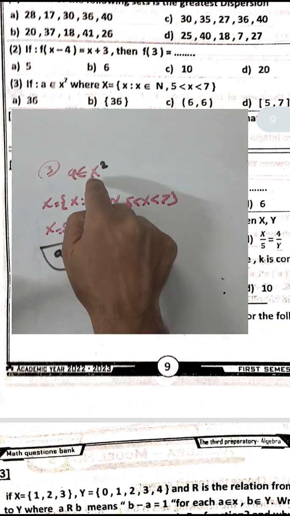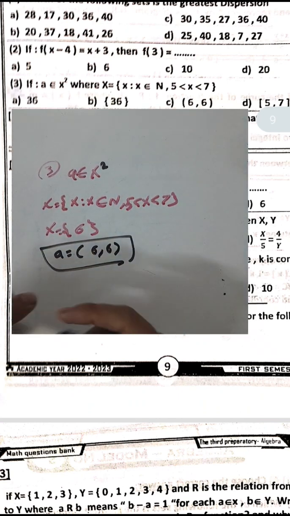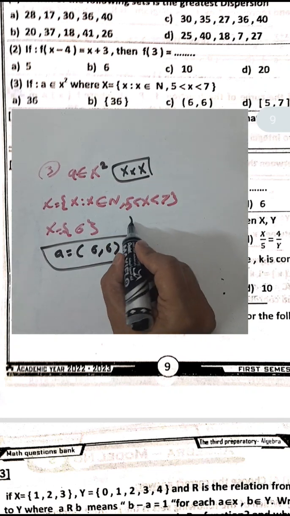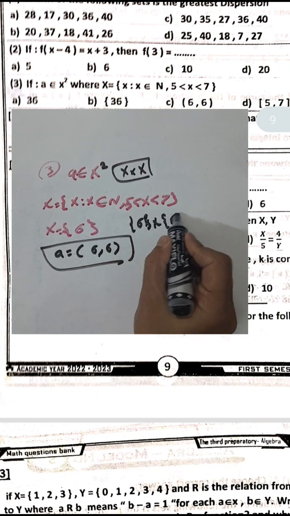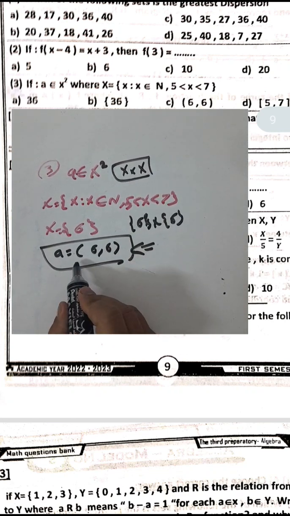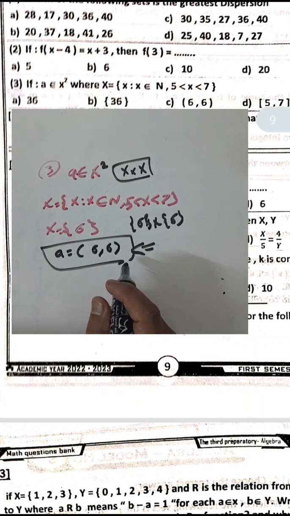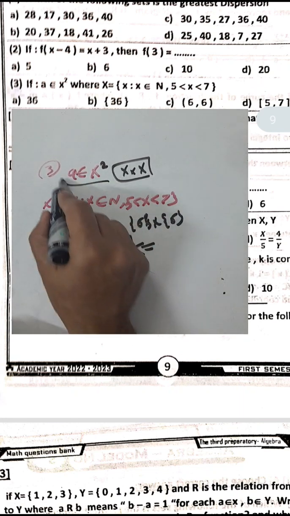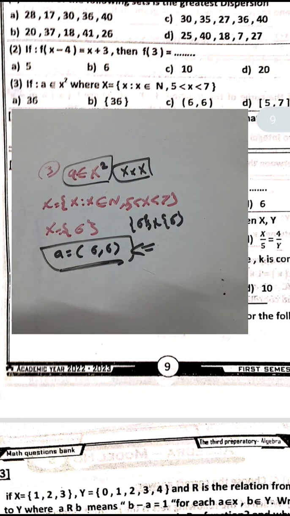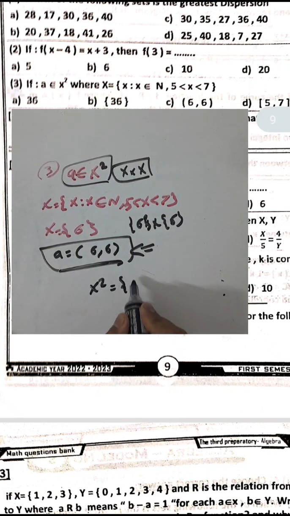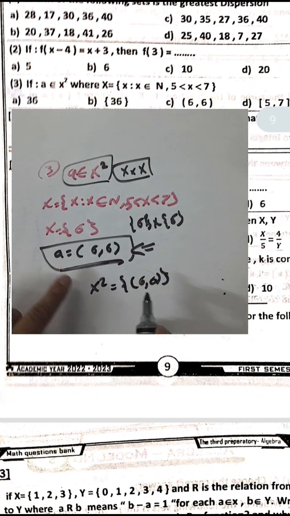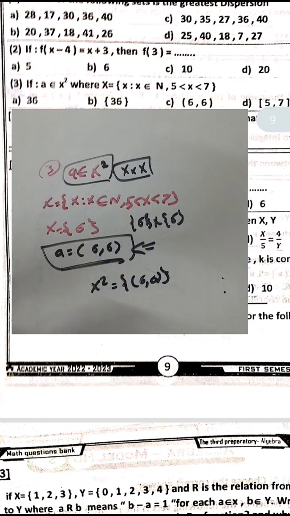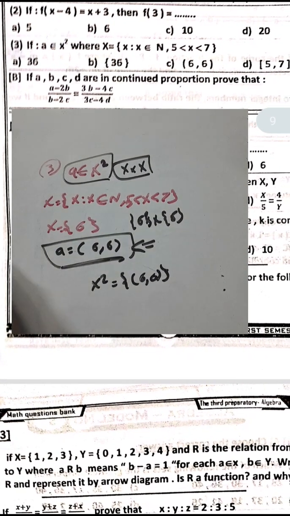And x is the set of 6, then x power 2 is the Cartesian product of x with itself, the set of 6 product by set of 6. The result will be a equals the set of 6 and 6. And a belongs to x2, it will be 6 and 6. Then a is a point belonging to x2, then a will be 6 and 6. Understood? Choose letter C.